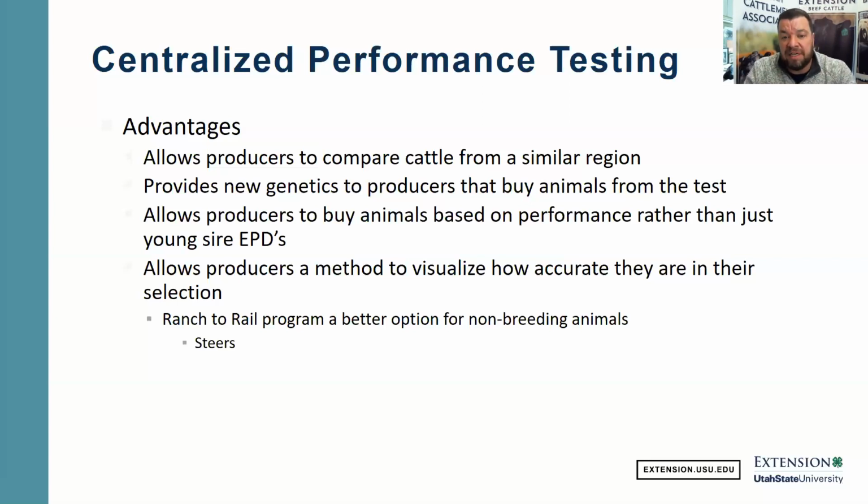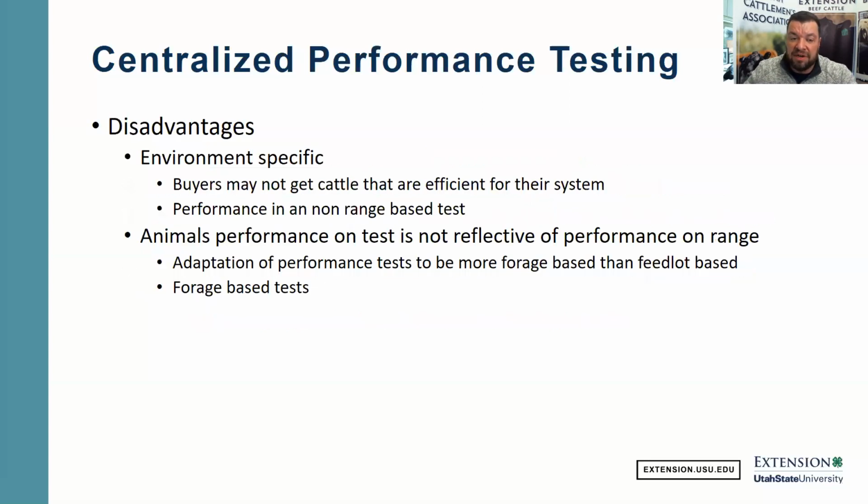Now, the other thing with performance tests, currently most of these bull development tests will have the growth aspect and the efficiency aspect, but a lot of these tests are also breeding soundness examining these bulls, so they're guaranteed breeders. They're also conducting carcass ultrasound tests, so you get an indicator of that bull's genetic potential when it comes to producing carcass quality and composition. So there are some advantages to these tests in terms of incorporating these animals into your herd.